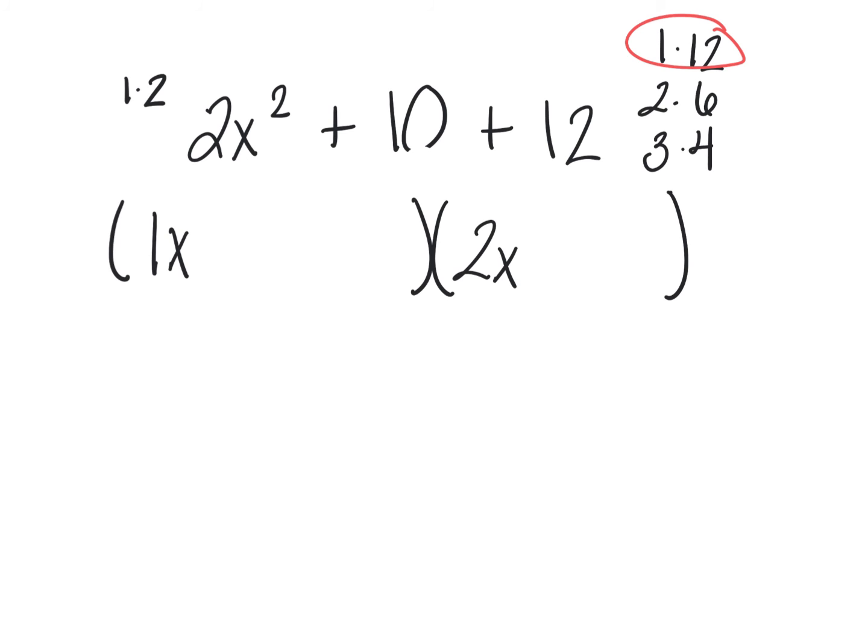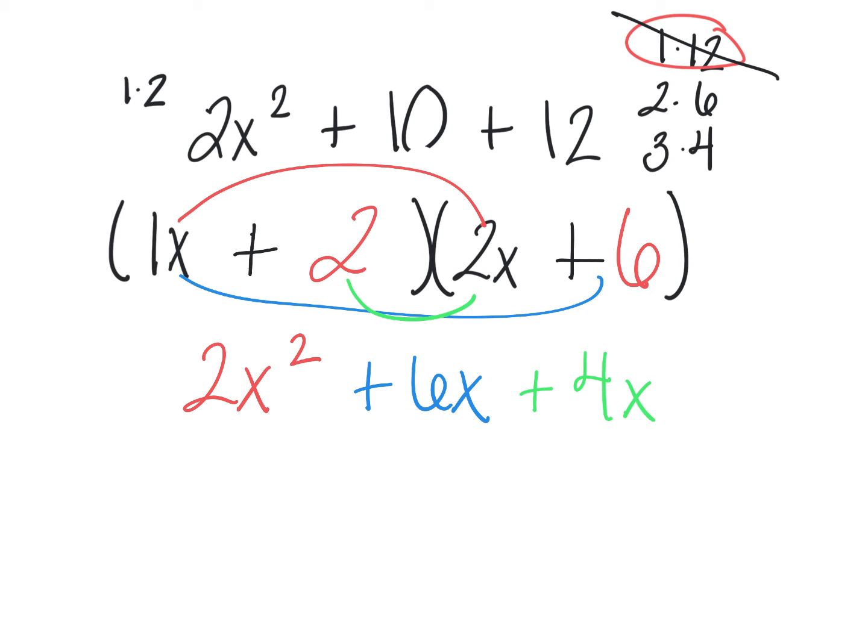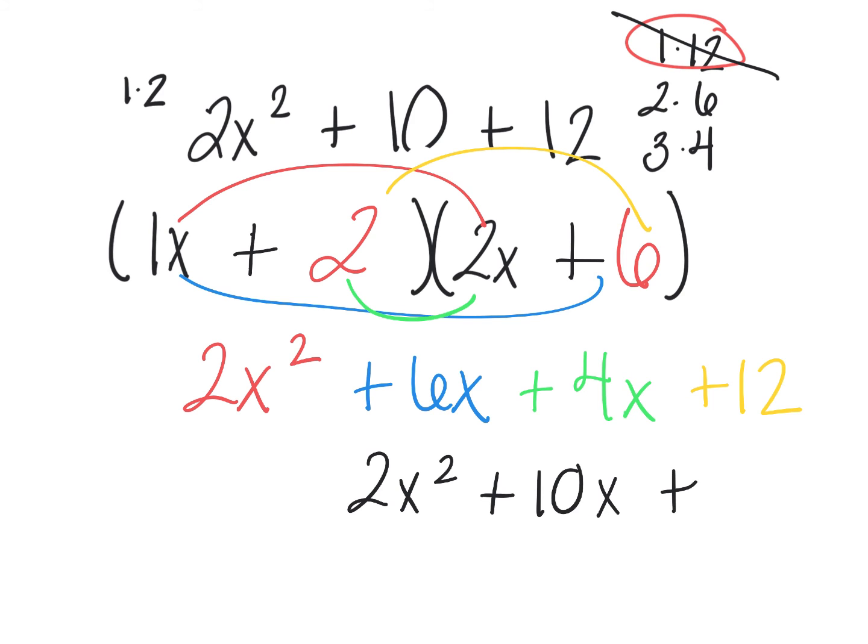Okay, so now let's go back to the drawing board here. We are going to put in our adding signs. Okay, so that didn't work. So now we are going to try to see if 2 works and if 6 works. Okay, so we have 2x squared, and then we have first outer 6x. I think we're onto it. 4x. 2 times 6 is 12. Okay, and then when I combine like terms, I get 2x squared plus 10x plus 12.